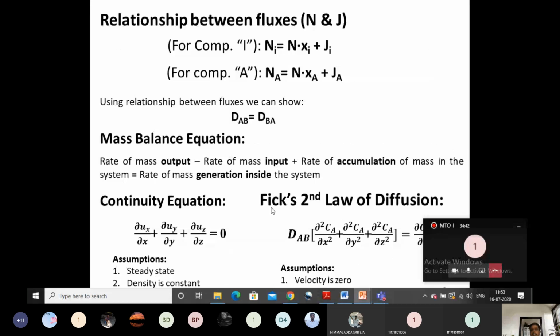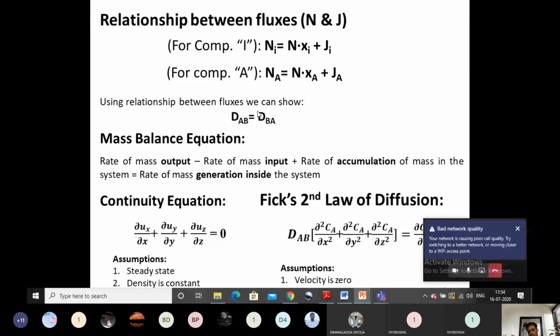The next one: we have derived the relationship between fluxes, which is the relationship between N and J, whether it may be in molar terms or in mass terms. When we derive this equation, we get the final form as Ni is equal to N into xi plus Ji. Okay, we have derived this equation. Na is equal to N into xa. Using this relationship, we have proved that DAB is equal to DBA, the diffusivity of A through B is equal to the diffusivity of B through A.